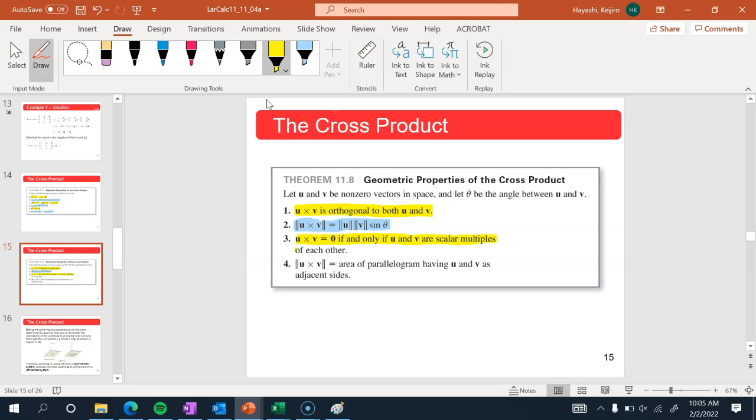If you have two vectors and you cross them and the cross product turns out to be the zero vector, 0, 0, 0, the reason that happens is because the two vectors are going either in the same direction or in the complete opposite direction. Either way, they're parallel to each other, or in other words, one is a scalar multiple of the other.